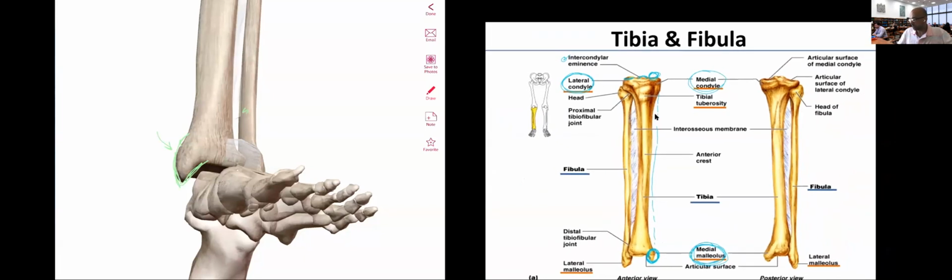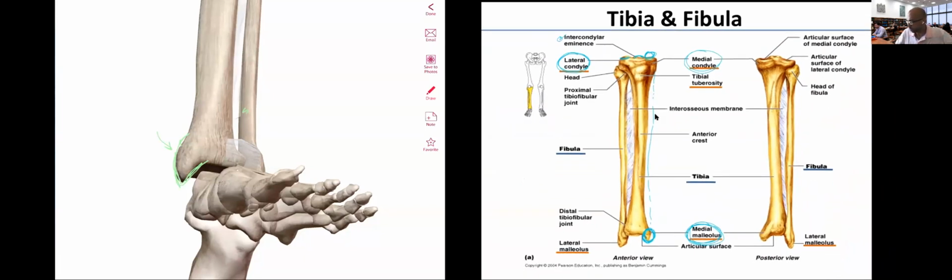So again, important markings that we need to be able to identify. First one is my medial condyle. How would I know that this is a medial condyle? It's on the same side as the medial malleolus. On the other side, I have this concave elliptic shaped surface. It's my lateral condyle.